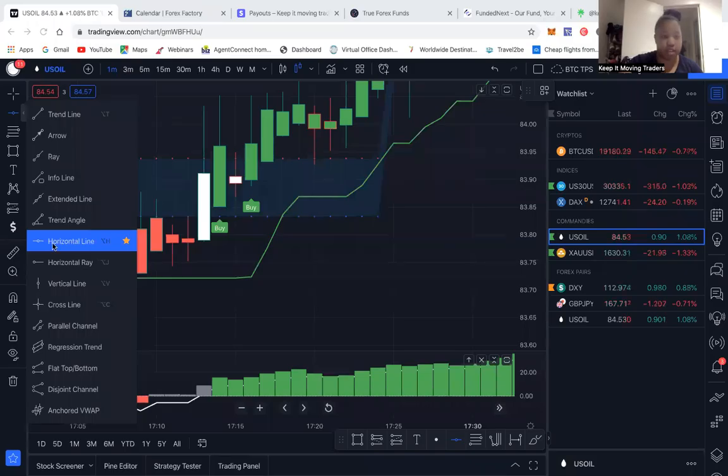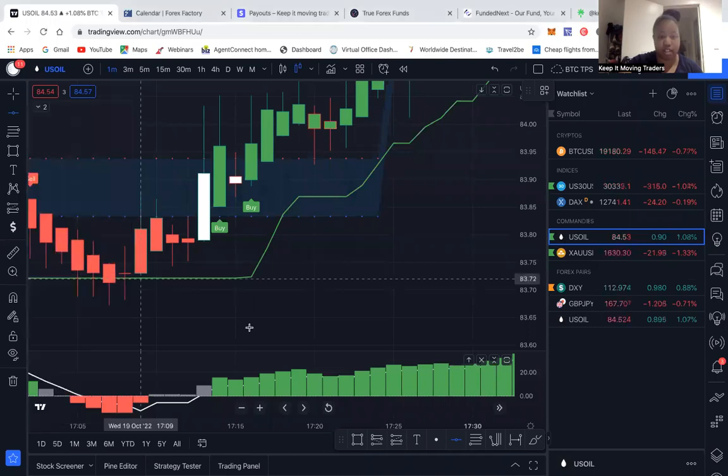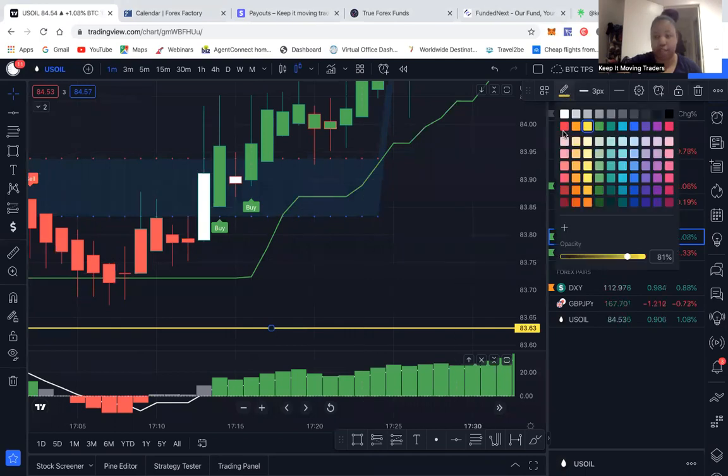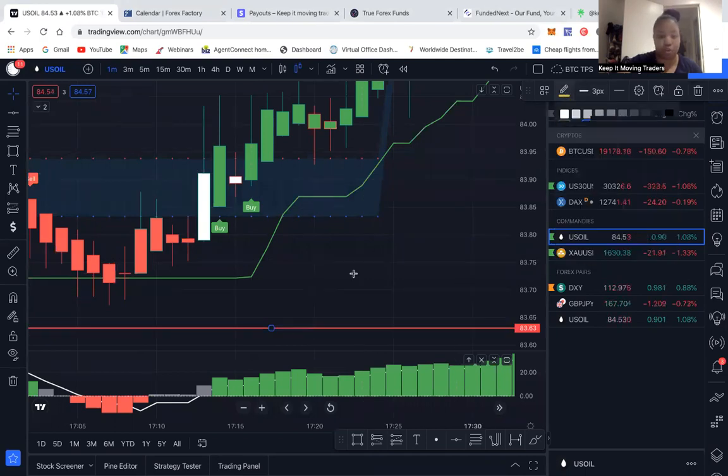Okay, so let me get a stop loss. Let's say your stop loss is underneath the structure right here, right? We're on a 1 minute time frame. Let's say we get into the trade from here for this buy.